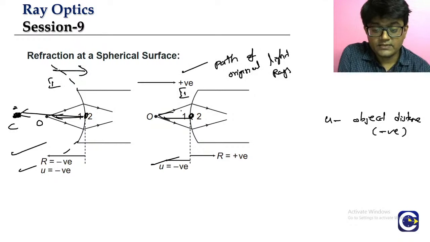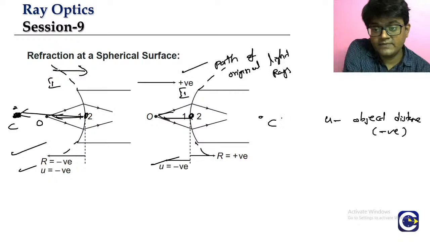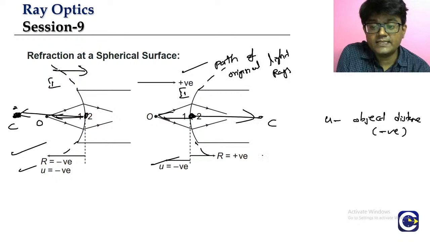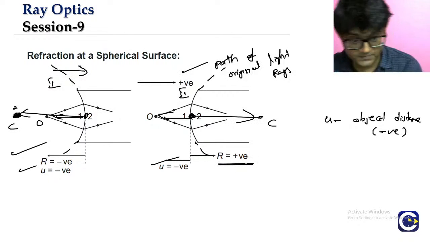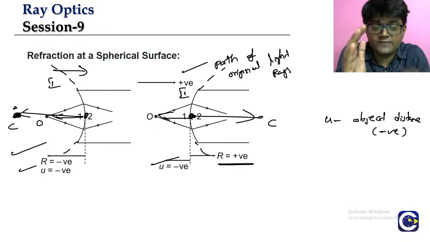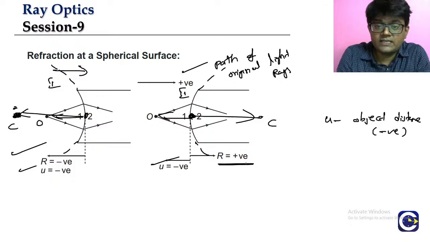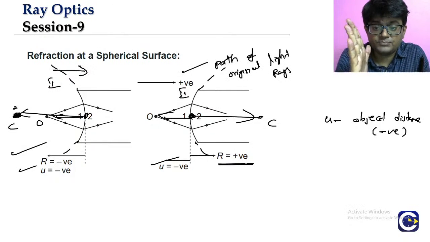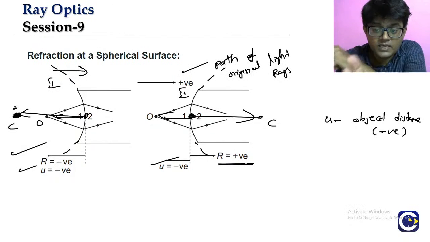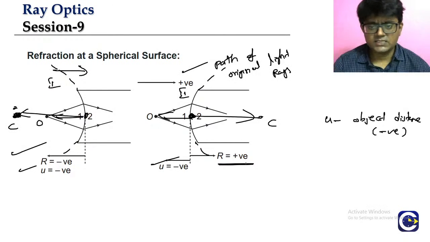In the second case, the spherical interface has its center somewhere on the right side, so from the boundary we measure to the right, and the radius of curvature is positive. In case one, where the concave side is facing the object, the radius of curvature is negative because the center is on the left. In case two, where the convex side is facing the object, the center is on the right, so the radius of curvature is positive. This is something that we are used to.